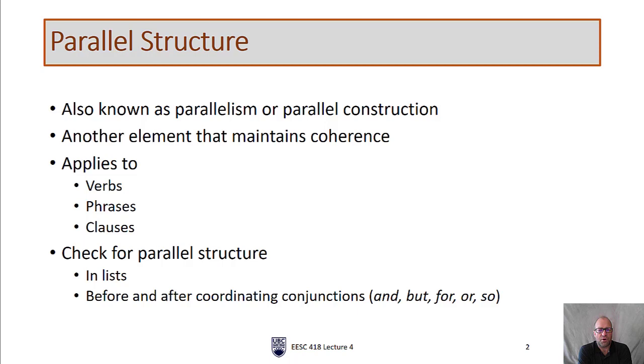The second is before and after conjunctions, so coordinating conjunctions like and, but, for, or so. So we have some words before the and, we have some words after the and, and we try and keep the phrasing similar before and after. And again, I'll show some examples of this. So let's have a look.